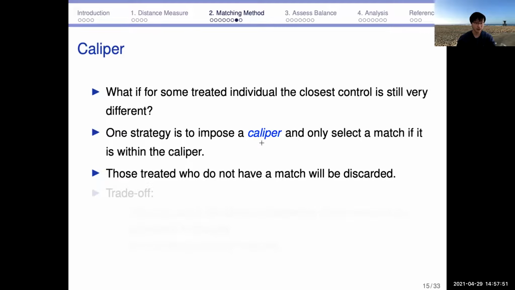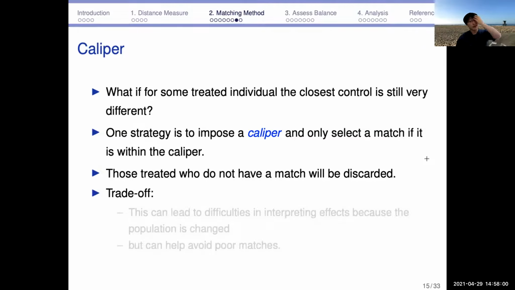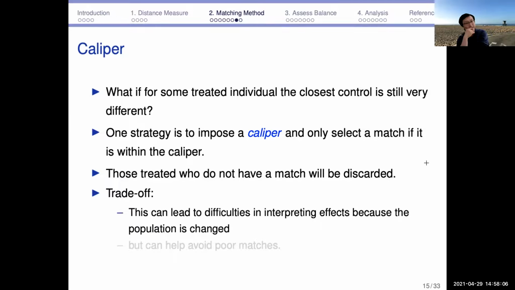You can define caliper in different ways. You can define it in terms of the covariate value. You can define it in terms of the propensity score difference, so on and so forth. Now, there's also this trade-off when considering a caliper. So if we impose a caliper, then some of the data will be discarded. Some of the treated individuals will be discarded. Which means the sample we end up with is no longer representative of those who got treated. So the covariate distribution is different. And this leads to difficulties in interpreting the effects because we've changed the population.